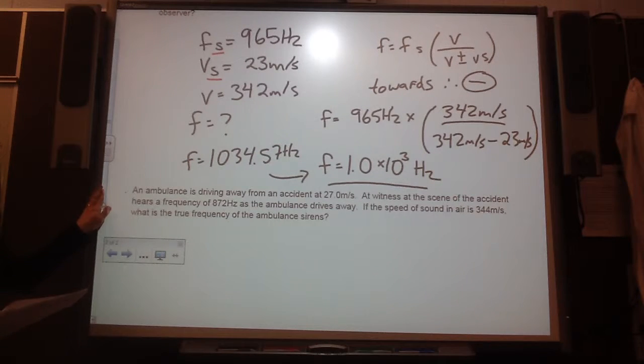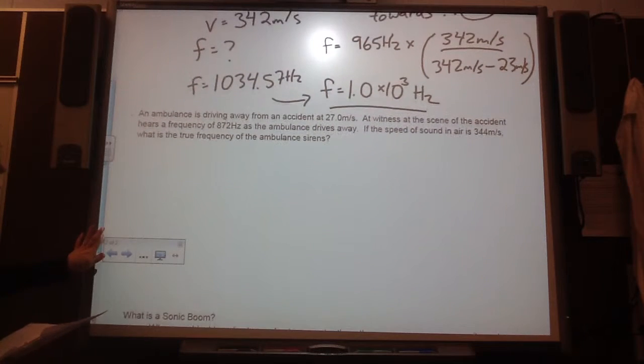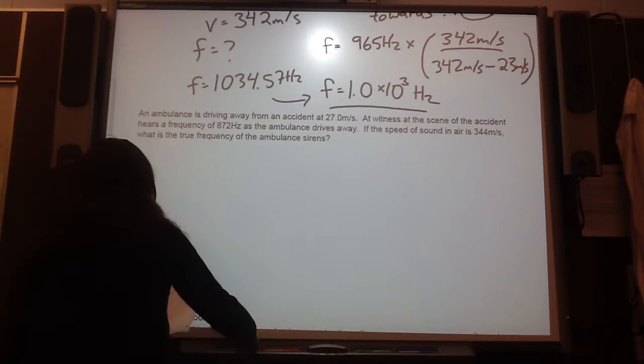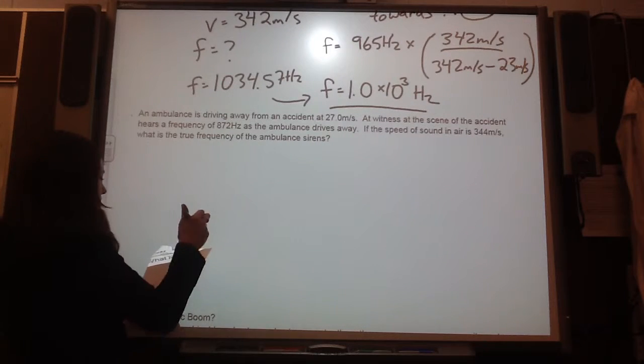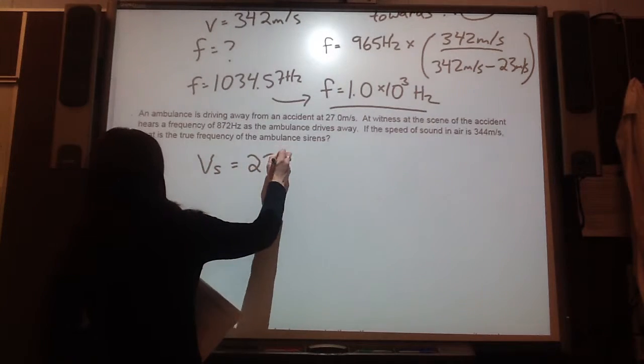Okay, ready for number 2? An ambulance is driving from an accident at 27 meters per second. So that's the actual speed of the source. So that's Vs.